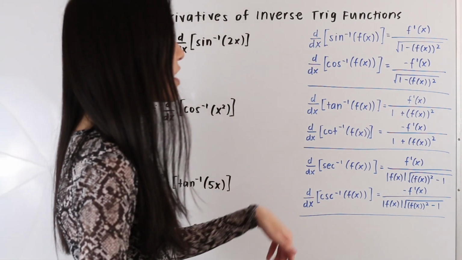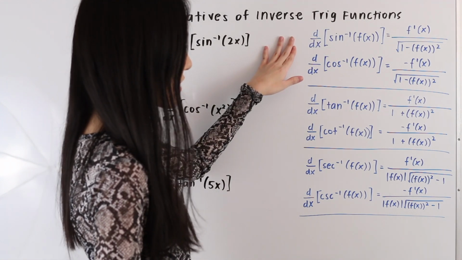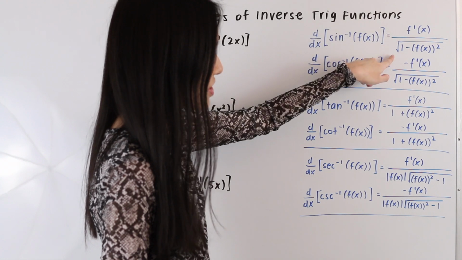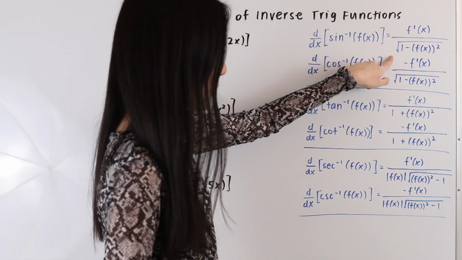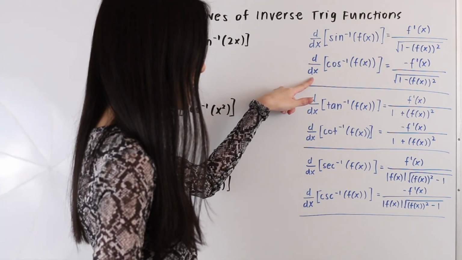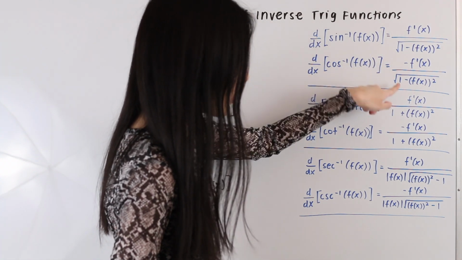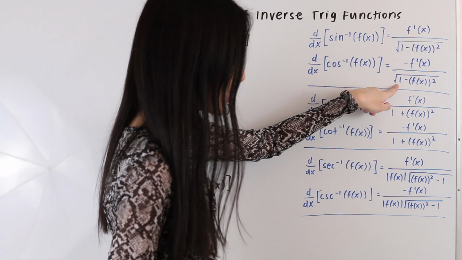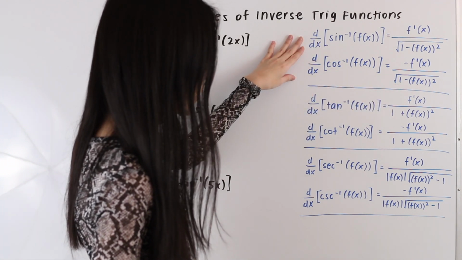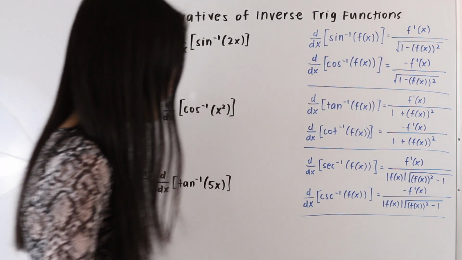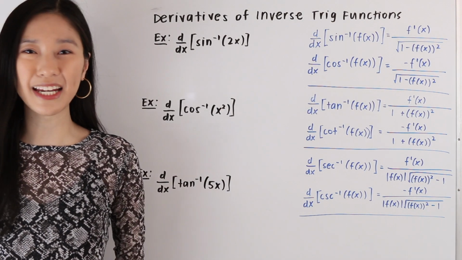So for example, the derivative with respect to x of inverse sine of f of x is f prime of x over the square root of 1 minus f of x squared. And the derivative with respect to x of inverse cosine of f of x is just negative f prime of x over the square root of 1 minus f of x squared. So we can see the only difference between these two is that the cofunction has a negative sign. Let's go ahead and take a look at some examples and apply this.